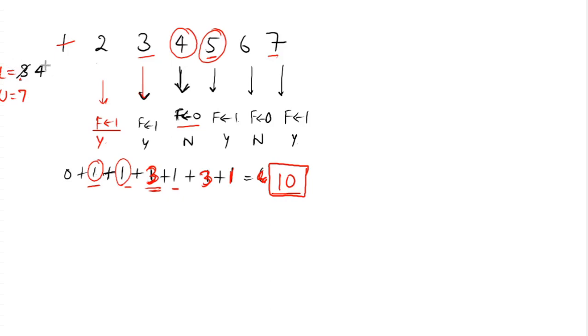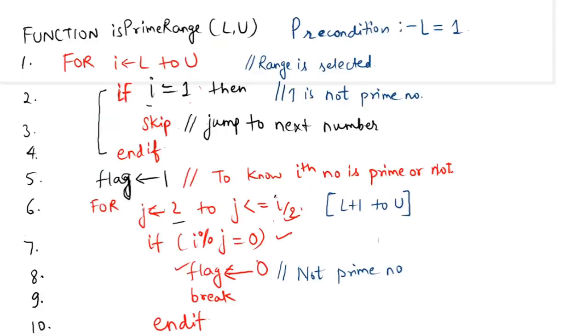And how many times will the outer loop work? It will work for 7 times. A total of 70 instructions it will take to execute to determine whether each number is prime or not. Hence, this is an order of n square solution, where let's assume that u is set to n, where u can be a very large number.